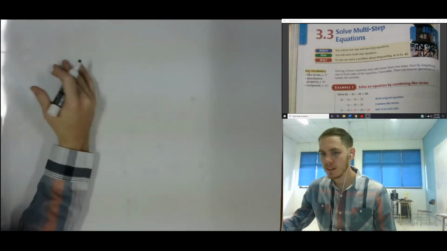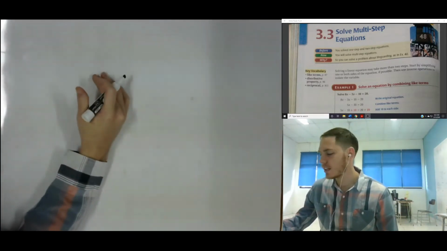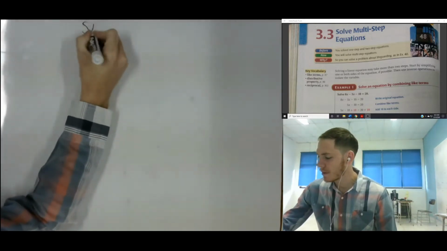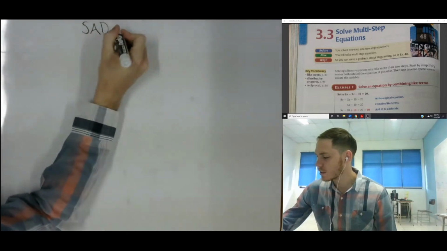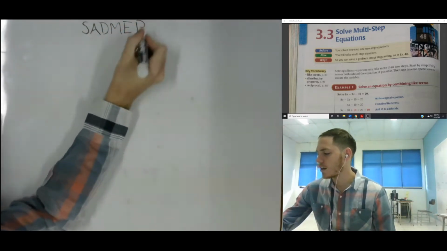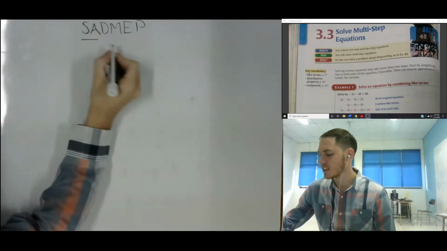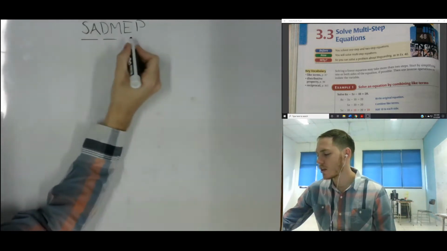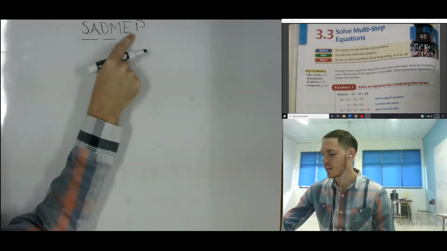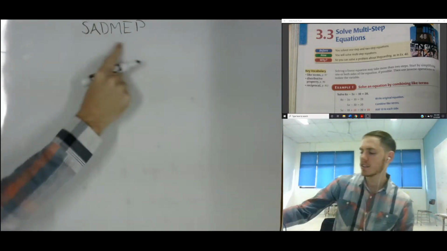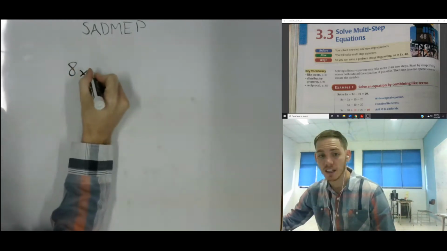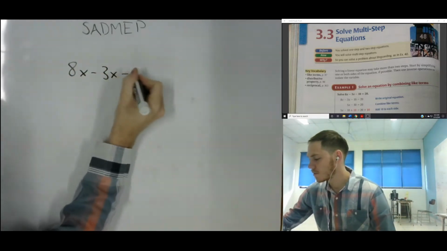So there's this idea that to solve for x, you need to do SAD MAP. If you're wondering, it's: you remove addition and subtraction first, then multiplication and division, exponents and parentheses. Okay, so this method is really just a way of looking at what we're doing here.